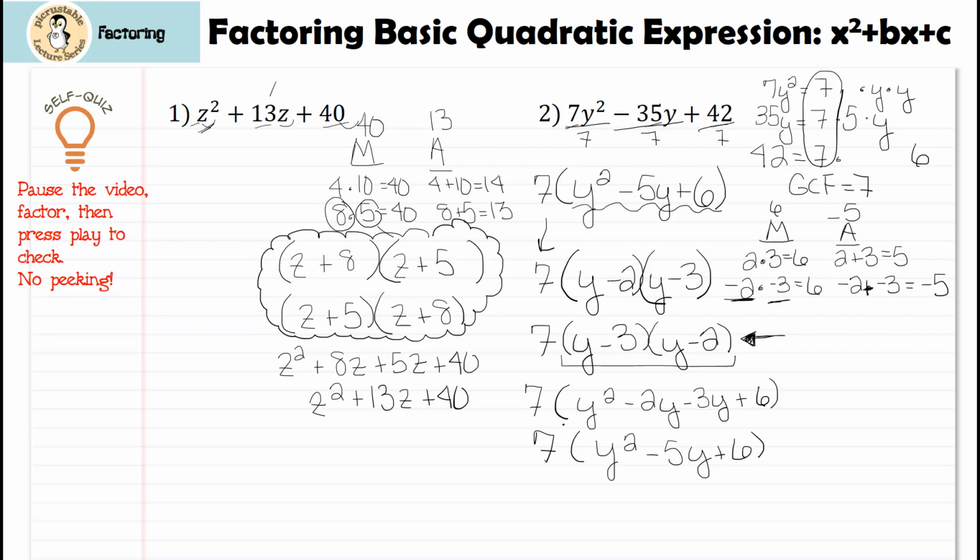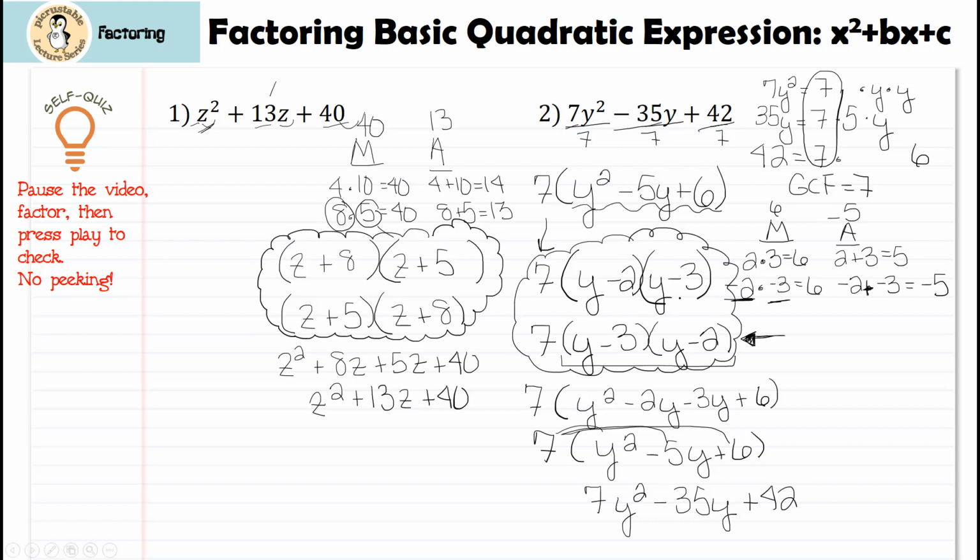We're not quite done because our last step is to distribute. So we'll have 7y squared, negative 35y, and then finally 7 times 6 is 42. And we end up at our original. So that means either one of these is perfect, but you don't have to write both, just one or the other.